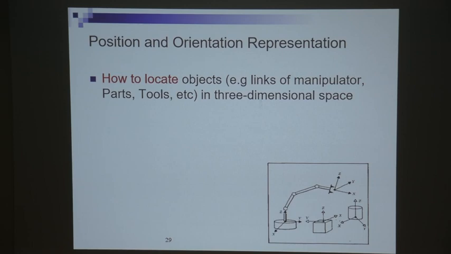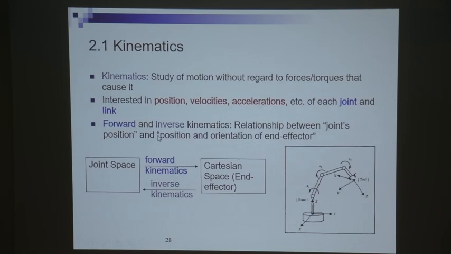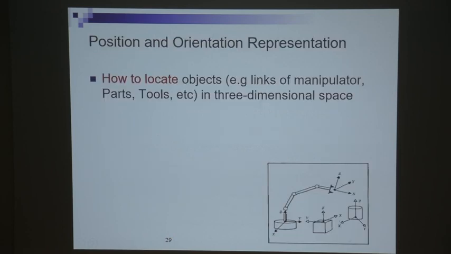In order to enable forward and inverse kinematics, you need to know how to locate the objects, the links of the manipulator. So this is a link, this is another link, this is a joint, the parts that move through three-dimensional space. As a human, you may say, oh, my water bottle is here, my file is here, my mechanical pencil is here. For a robot, you actually have to tell them, so you need a formal method of telling them.